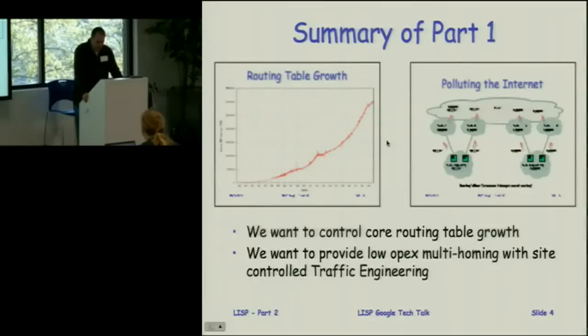So the first thing we talked about last week was we want to control the core routing table growth, and we can do that with a level of indirection by not injecting EID prefixes into the underlying routing system. And by doing that, we could also provide low OpEx multi-homing and have the site control which way packets come in on each of their links. That was the fundamental multi-homing use case that LISP can provide.